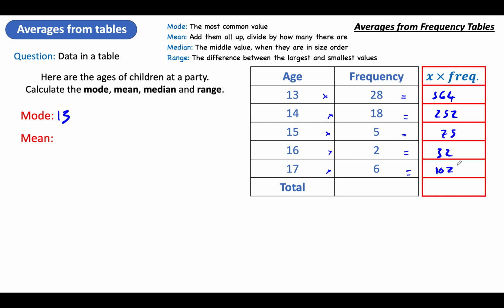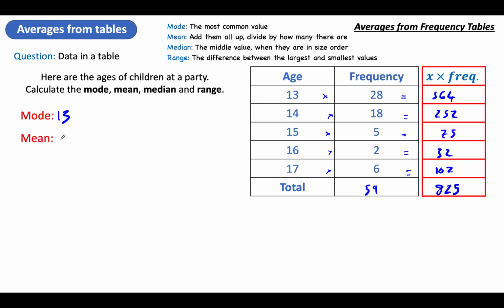And let's add up that column. So 364 plus 252 plus 75 plus 32 plus 102 is 825. If you add up all their ages, you get 825 years old. 28 plus 18 plus 5 plus 2 plus 6 is 59. Actually, it's because it was the same frequencies as last time. I'm not sure this is a real question. They might not even be real people.